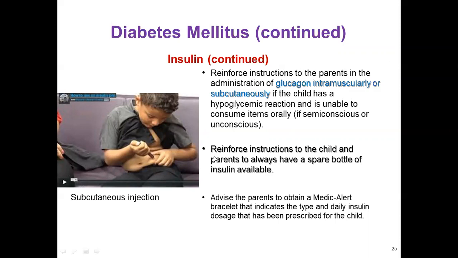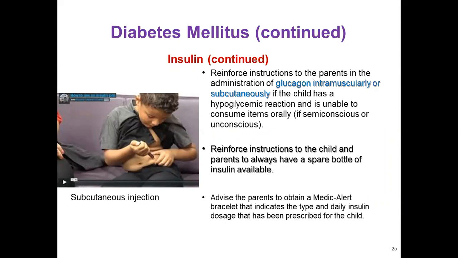Right? Reinforce the instruction to the child and parents to always have a spare bottle of insulin available. And advise the parents to obtain a medic alert bracelet that indicates the type and daily insulin dose that has been prescribed for the child.